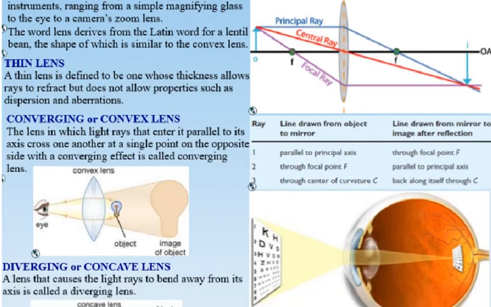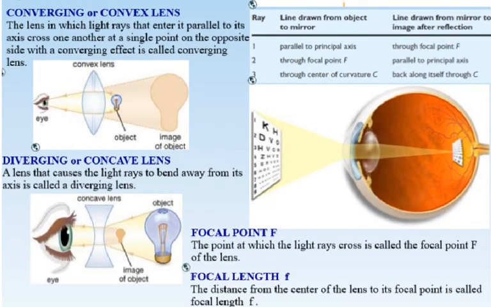Here you see the picture of convergent and divergent lenses. Convergent lenses are convex lenses, and divergent lenses are concave lenses. They look like a cave. A convergent lens is one in which light rays that enter parallel to the axis cross to the other side of the lens, converging through the focal point. Divergent lenses cause the light rays to bend away from the axis, and that's why they're called divergent lenses.